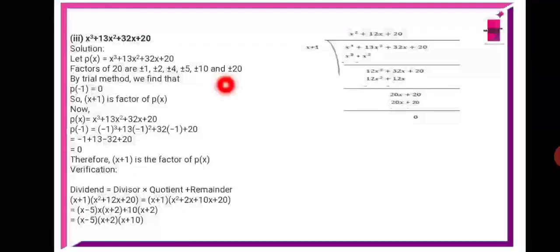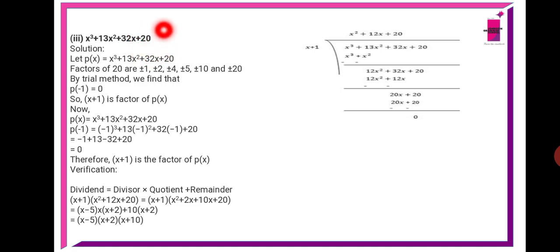Similarly, you can see the third one, x cube plus 13x square plus 32x plus 20. So I am taking 1, P of minus 1 will be 0 here. So when P of minus 1 is 0, then you can take x plus 1 as a factor. Generally, when you want to check these kinds of questions, the last term is 20. So what are the factors of 20 generally? Factors of 20 are 1, 2, 4, 5, 10, 20. So you can trial with plus or minus 1, plus or minus 2, plus or minus 4. I have used only minus 1 here, I got 0. Automatically x plus 1 is a factor.